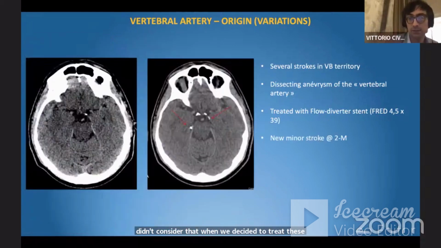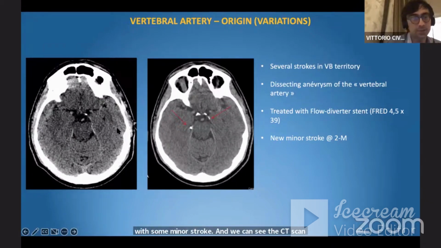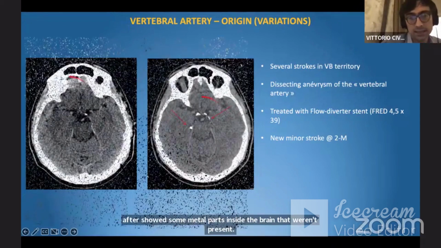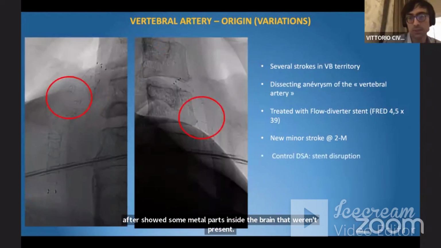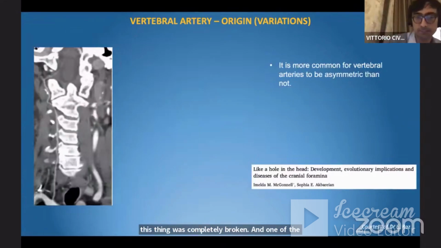And the patient arrived two months after the treatment with some minor stroke, and we can see the CT scan after showed some metal parts inside the brain that weren't present 2 months before. And looking at the stent, it was completely broken, and one of the possible causes was the increased vascular motility of the vascular anomaly.